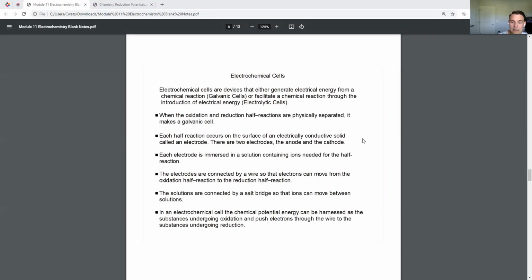Each electrode is immersed in a solution containing ions needed for the half reaction. The electrodes are connected by a wire so that the electrons can move from the oxidation half reaction to the reduction half reaction. The solutions are connected by a salt bridge so that the ions can move between solutions. In an electrochemical cell, the chemical potential energy can be harnessed as the substances undergo oxidation and push electrons through the wire to the substances undergoing reduction.